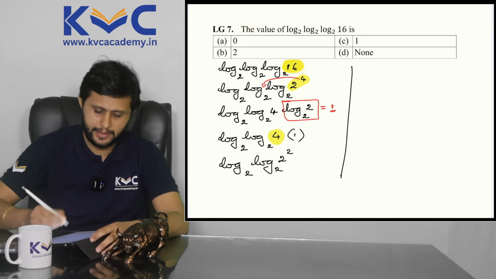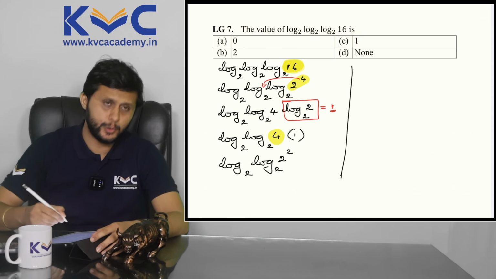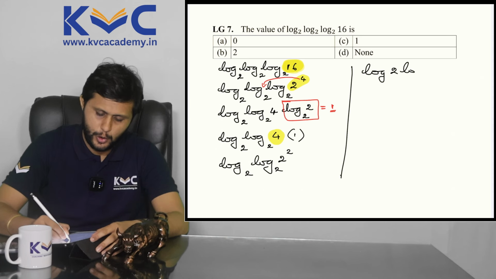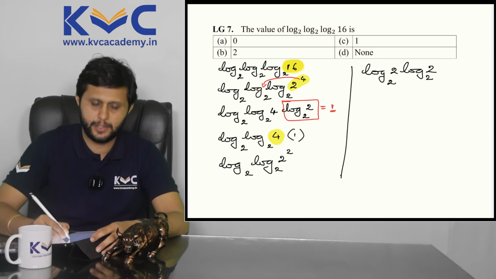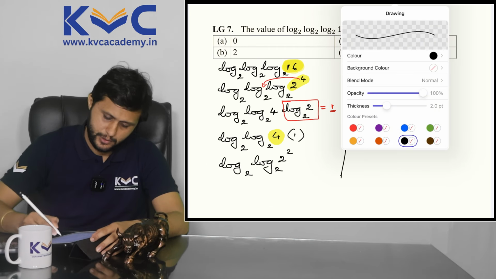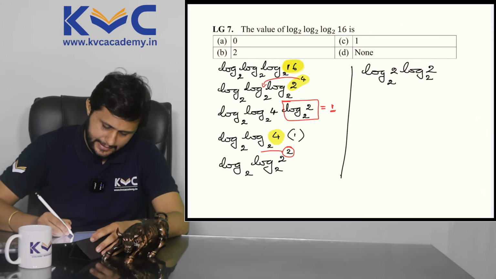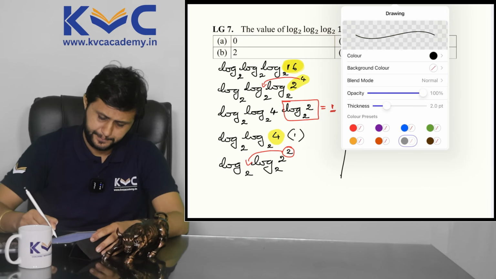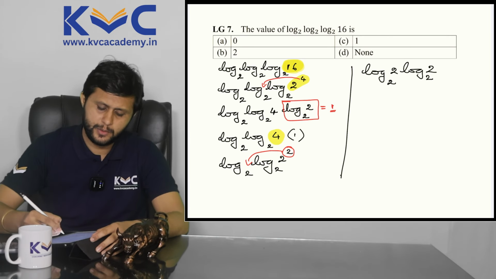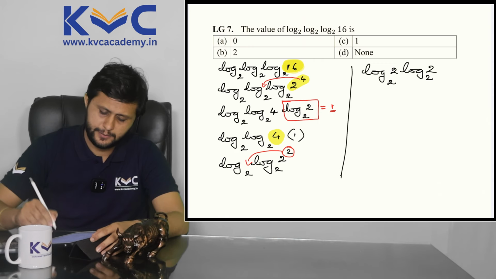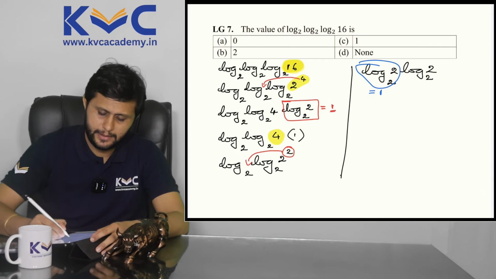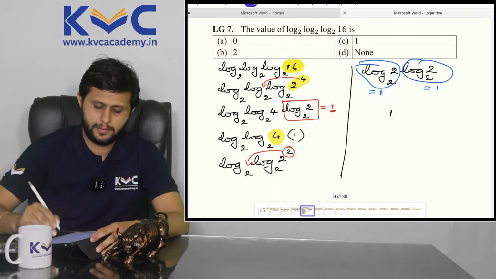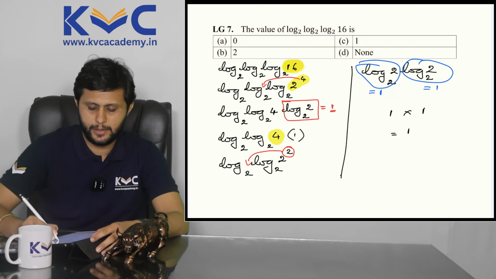Repeat the steps again. I'll continue on the right hand side. Get a 2 outside the logarithm. So we get 2 log of log 2 to the base 2 to the base 2. How did I get that? I'll just show the arrow. This 2 that was there has come outside the log. Now what is this equal to? Now this is equal to 1. This is also equal to 1. What is 1 into 1? 1 into 1 is equal to 1.